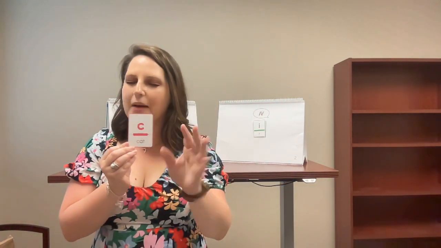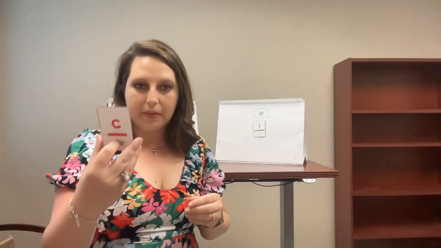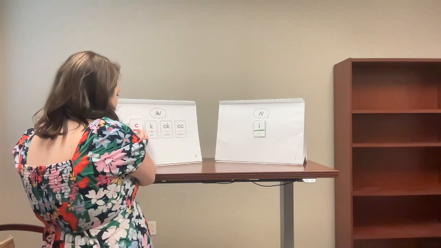Watch my tongue. What is blocking that sound? My tongue, my teeth, or my lips? Your tongue. My tongue. Cat. So that means this is a consonant. And it is red because it blocks our sound. It stops our sound. So we are going to put this here on our chart.